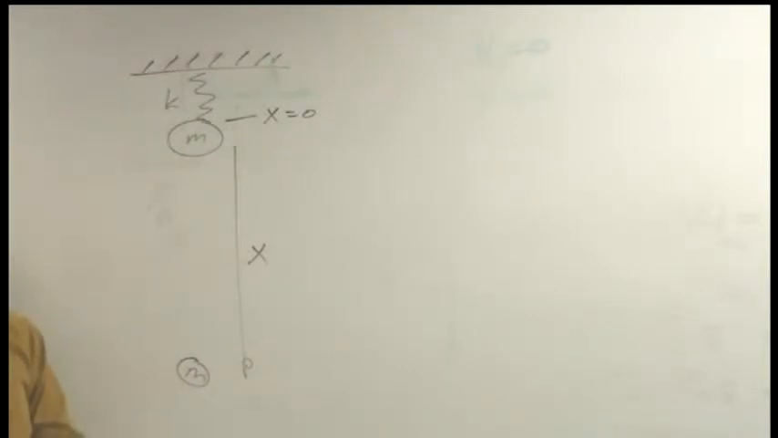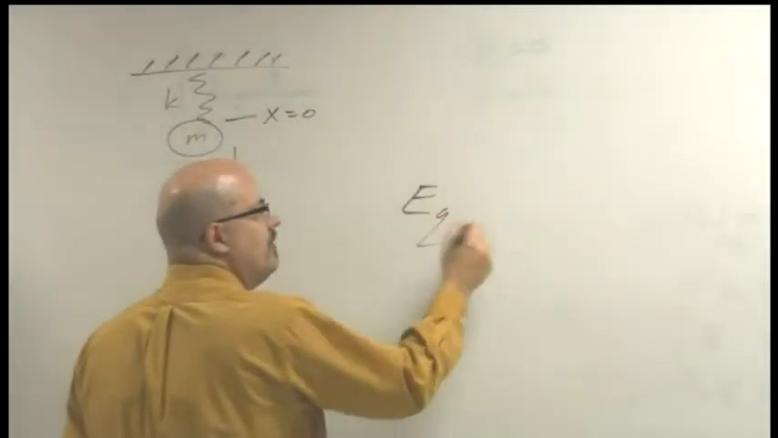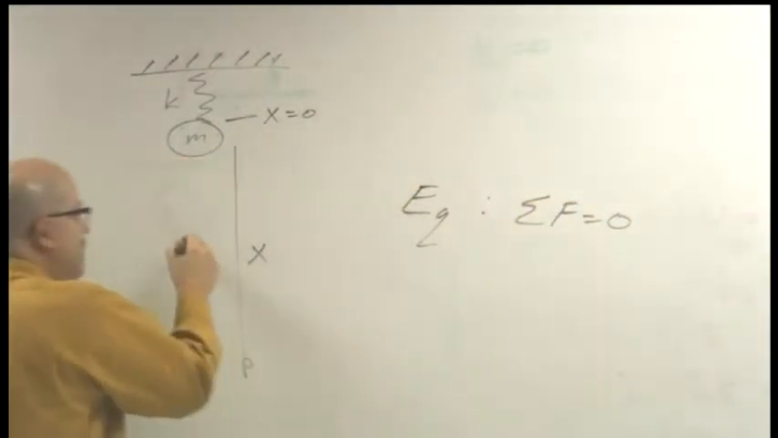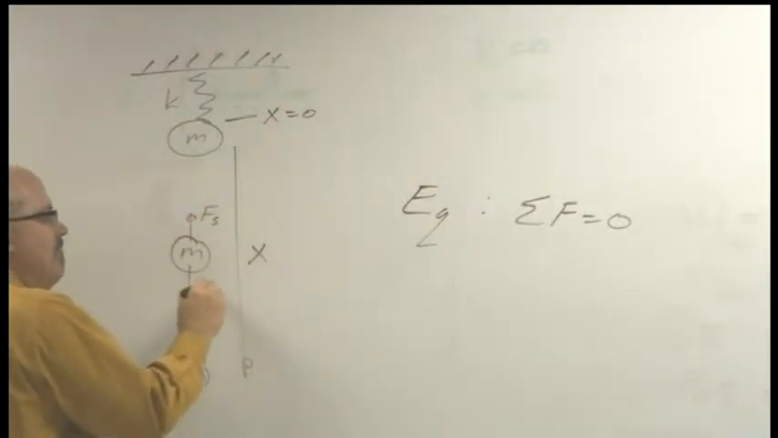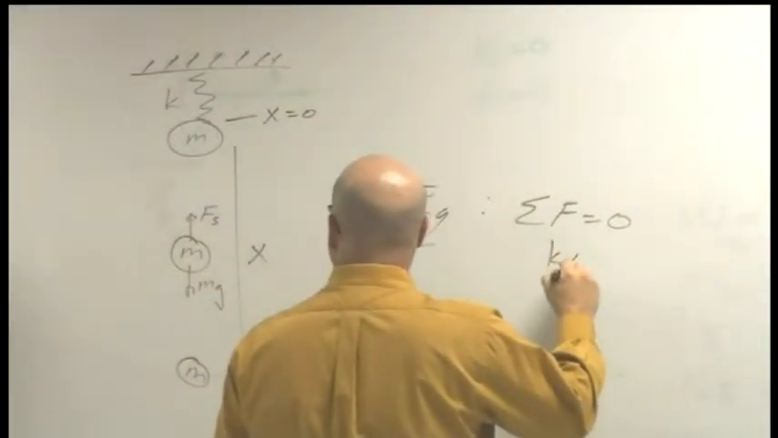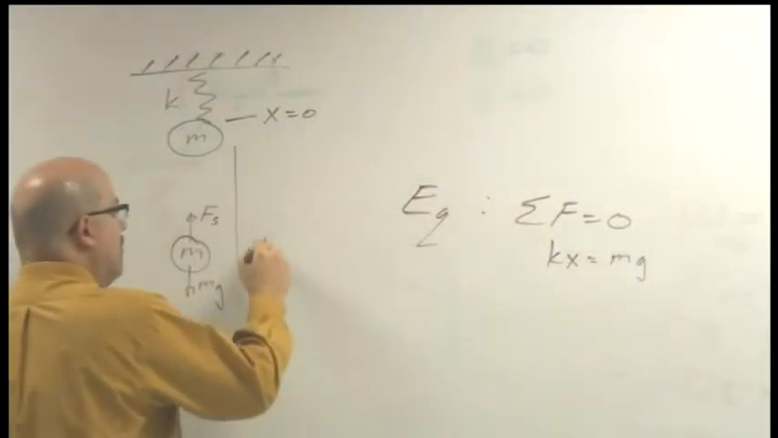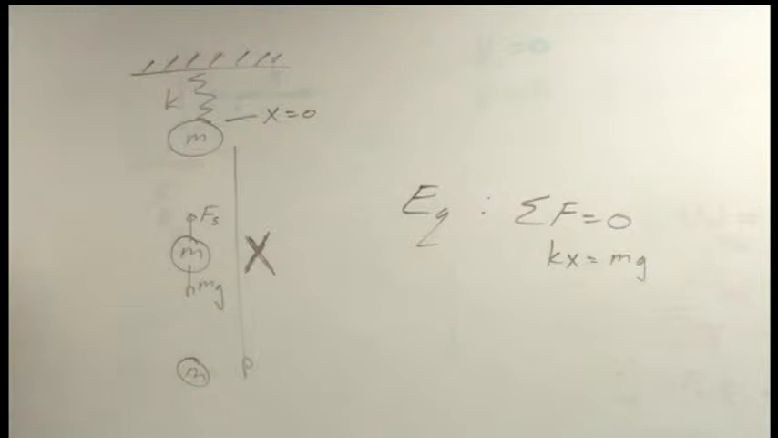We can actually figure that out exactly if you'd like. Remember, equilibrium is defined to be when the sum of the forces equals 0. So that's going to be somewhere right in here, when the spring force up and mg down are the same. So when kx equals mg, and this is big X here, by the way. So this is our equilibrium position.